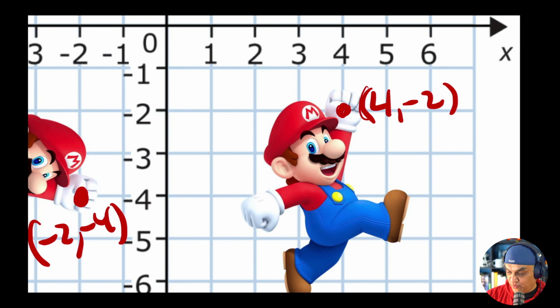Let's see. I'm trying to look for a point. Well, if we look at his nose, that's 4, -3. Well, I want it to be a little bit different than what we were looking at. I don't want 4s in there. Let's look at the tip of his glove. You see how there's 3 things right here on his glove? Let's focus on that top one. Oh my God, those are 2s and 4s again. I don't want 2s and 4s.